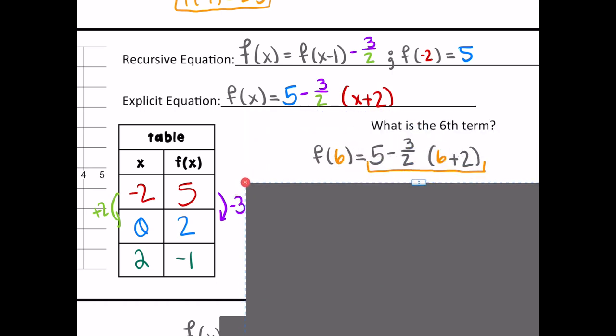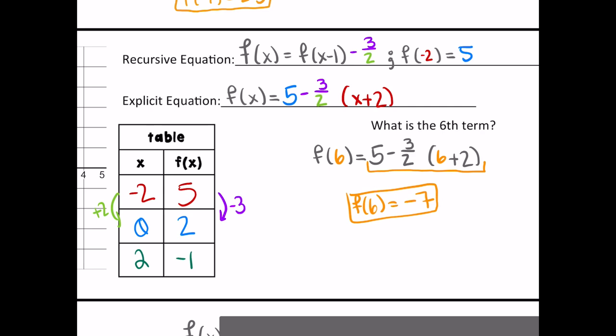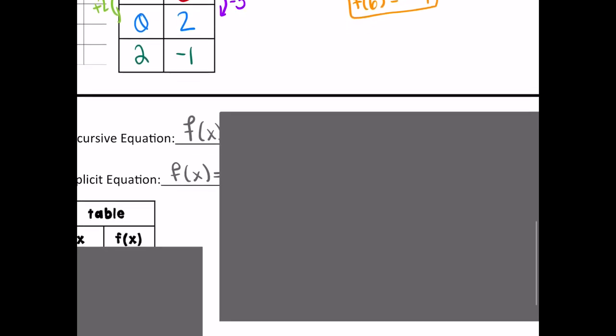And then what's the 6th term? So again, we replace all our x's with 6's using the explicit. It's always best to use the explicit. The explicit helps you find literally any number you want. The recursive only helps you find the next number. So when I type this into my calculator, I get f of x equals -7.